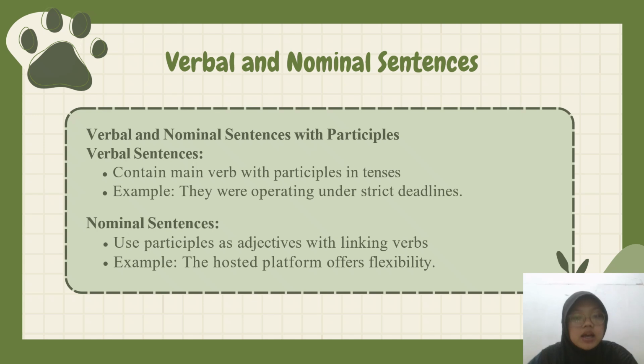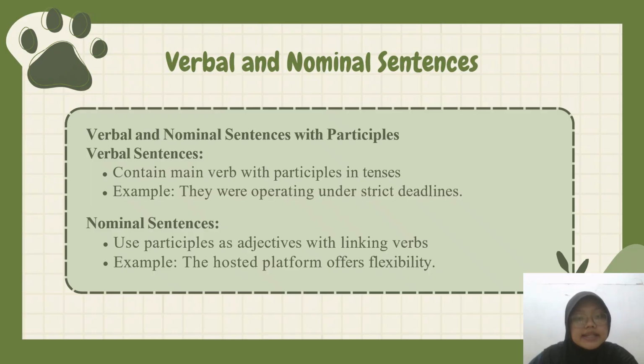This sentence contains a clear main verb, and the participle here usually becomes part of the verb tense. Example: they were operating under strict deadlines. Here, the main verb is "were operating," which is the past continuous tense. "Operating" is a present participle that is part of that verb tense. So, this is a verbal sentence.